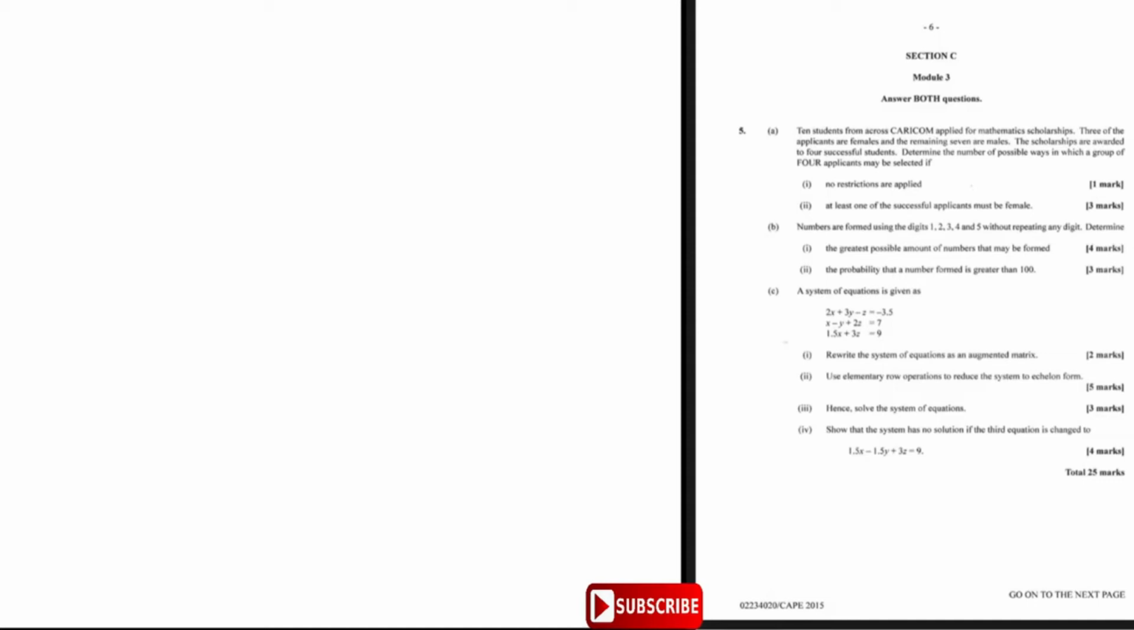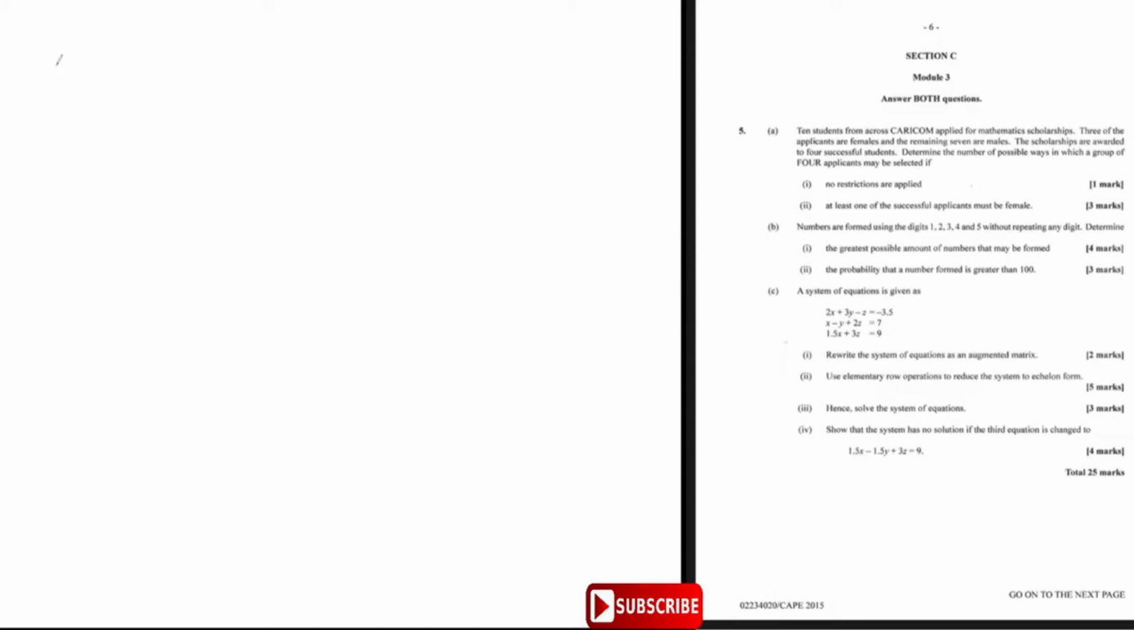Question 5 says, 10 students across the Caribbean community applied for mathematics scholarships. 3 of the applicants are females and 7 are males. The scholarships are awarded to 4 successful students. Determine the number of possible ways in which the 4 applicants may be selected if no restrictions are applied.